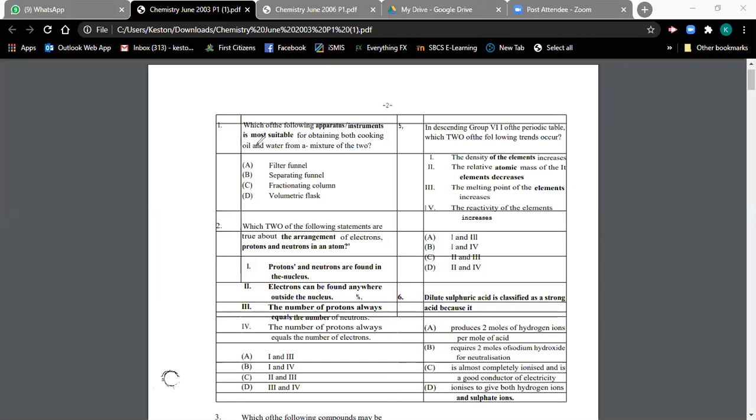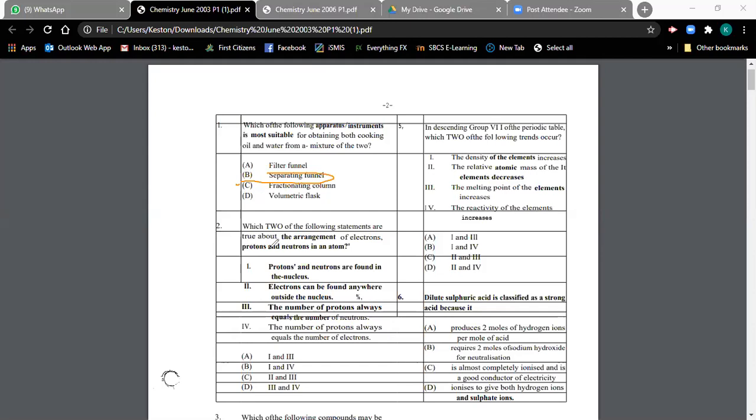So this is June 2003 now, right? First one, which of the following apparatus is most suitable for obtaining cooking oil and water from a mixture of the two? Separating funnel, you all know this one.